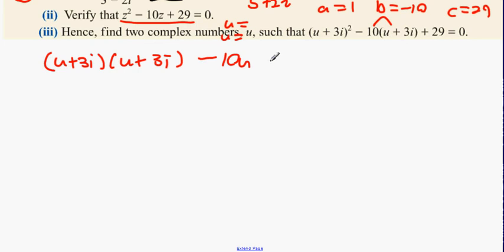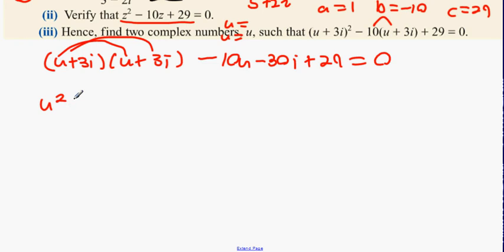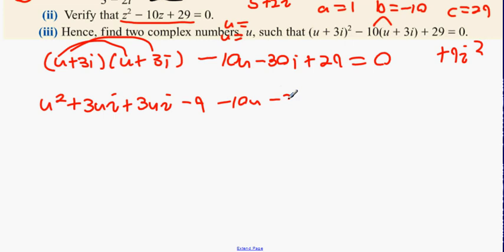Number is plural, there should be two answers, okay, so it's going to be 10u minus 30i plus 29. And then you're going to multiply it out again, you're going to get u squared plus 3ui, then plus another 3ui, and then plus 9i squared, and plus 9i squared is the same thing as minus 9. And then we have minus 10u minus 30i plus 29 equals 0. Now let's group this into a quadratic equation.